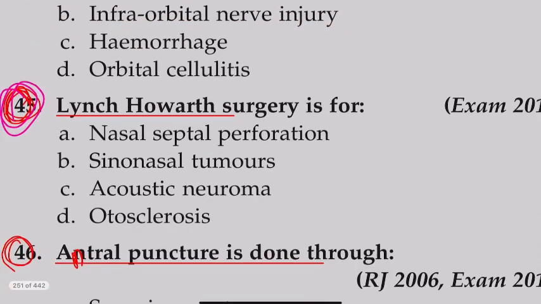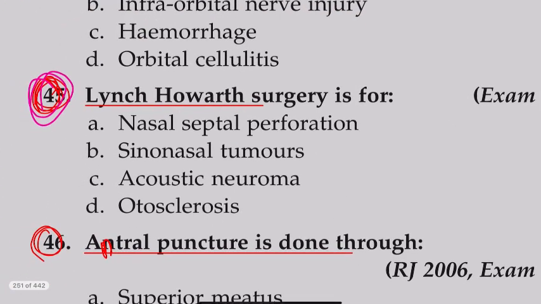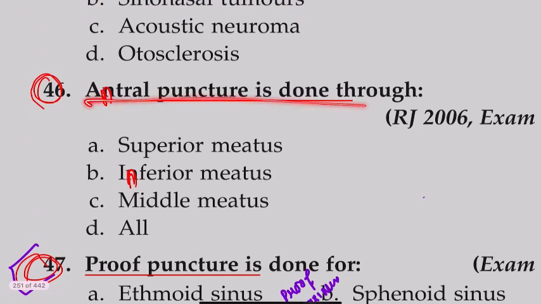Lynch-Howarth surgery is for sinonasal tumor. Frontal osteomas can be excised by Lynch-Howarth surgery. So it is used for sinonasal tumor. Antral puncture is done through the inferior meatus.